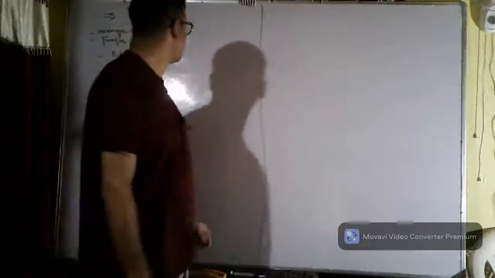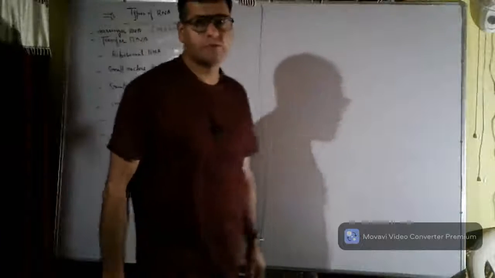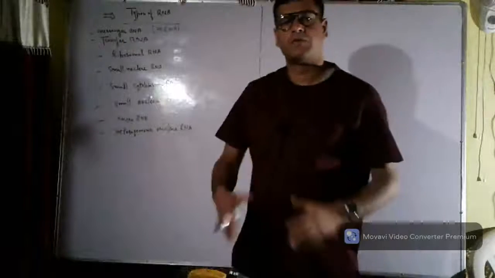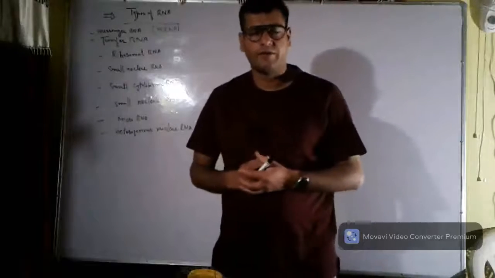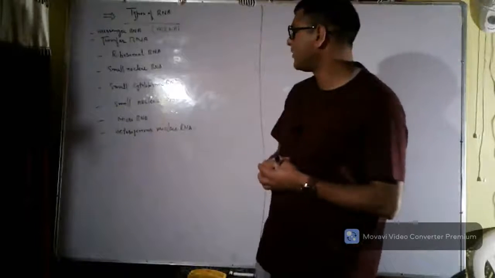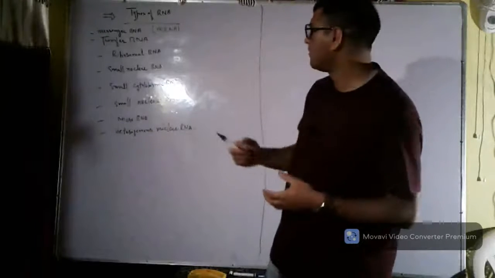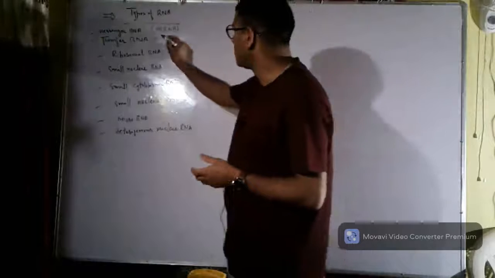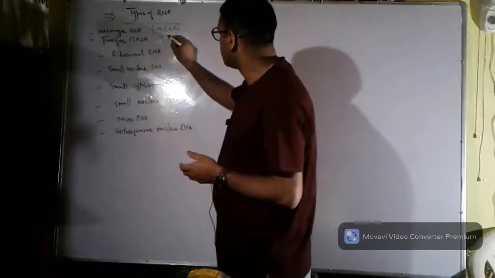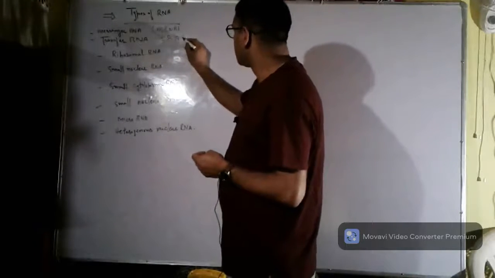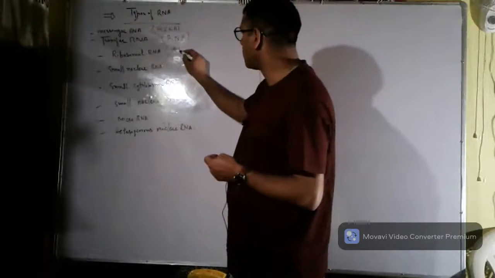Today we'll talk about the types of RNA. What are the types of RNA? There are different types of RNA. For example, we have messenger RNA, mRNA. We have transfer RNA, tRNA. We have ribosomal RNA, rRNA.